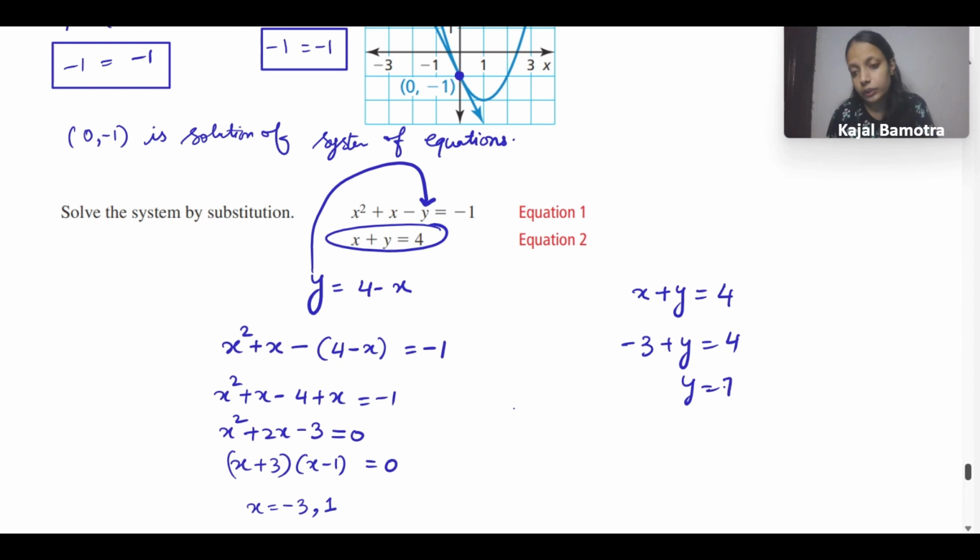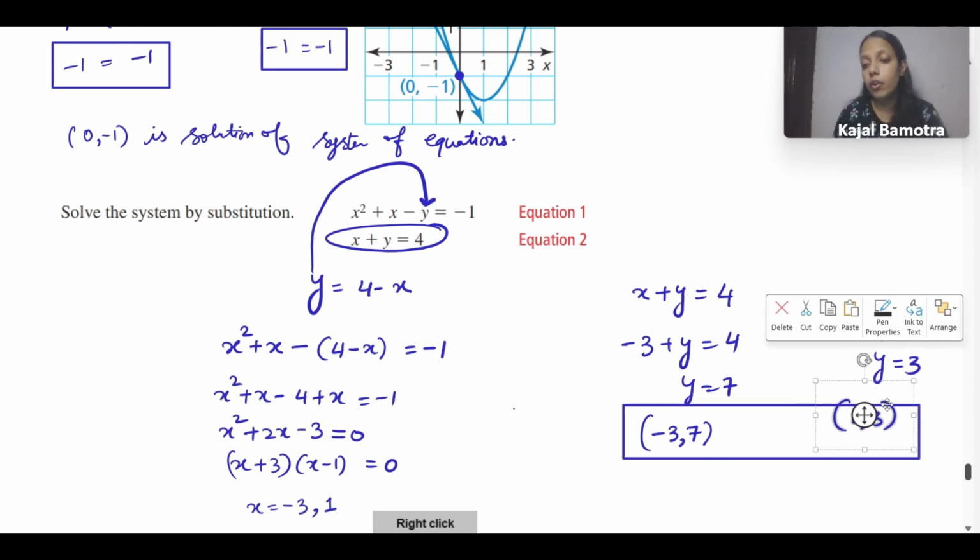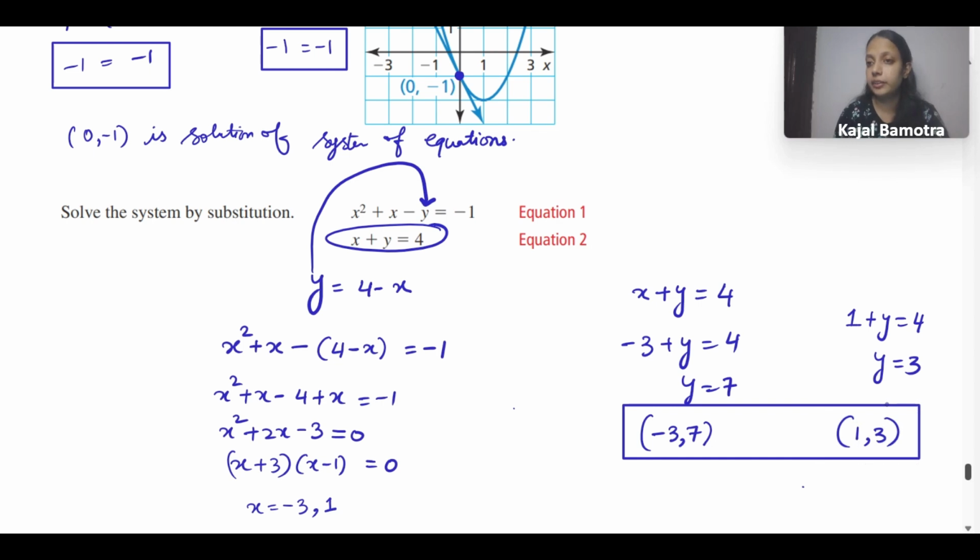Y equals 7. So (-3, 7) is one solution. Now substitute 1: 1 plus y is 4, so y equals 3. So (1, 3) is the solution. These two are the solutions of the given equations.